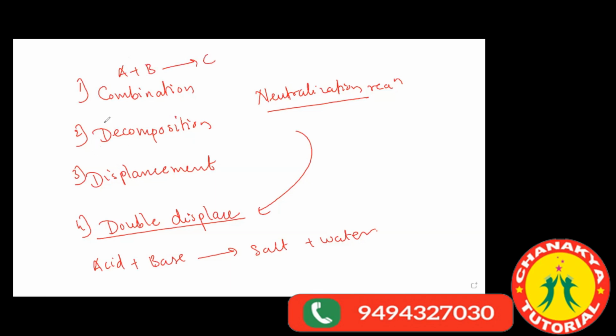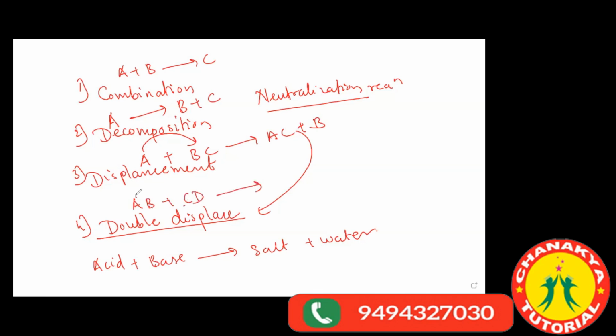Decomposition reaction is one in which a single reactant breaks down into two or more simpler products. This is called what? Decomposition reaction. In displacement reaction, what happened? A more reactive element displaces a less reactive element from its compound and takes its place. Right? This is called displacement reaction. And in double displacement, what happened? AB plus CD.